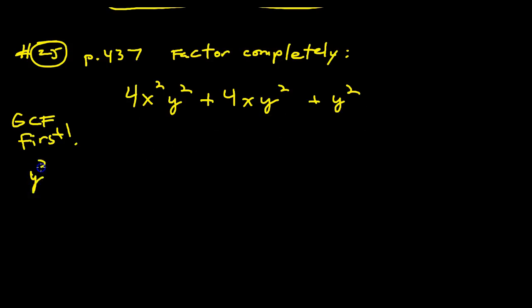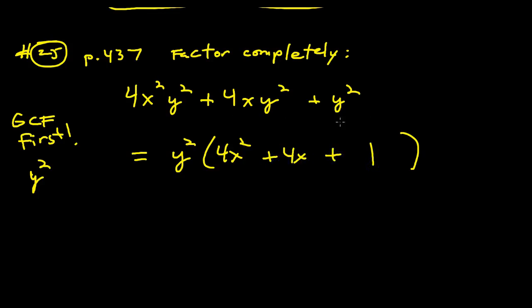So the GCF is y squared, so I can say this is equal to y squared times, well, what's left when you factor out the common factor of y squared? In the first slot, there's going to be 4x squared, of course. In the second slot, it's going to be plus 4x. And in the last slot, there's going to be a 1. Remember, the invisible coefficient 1 becomes visible when you take out everything from that third slot, okay? All right, again, don't stop here.